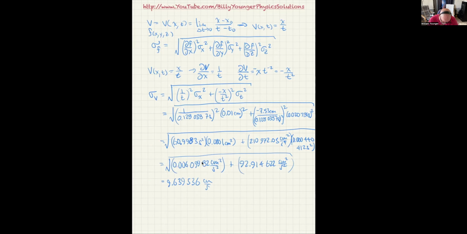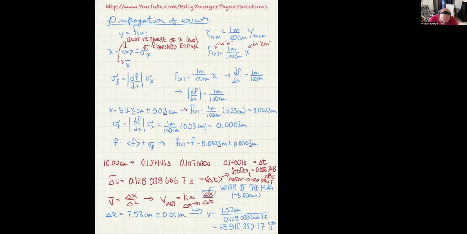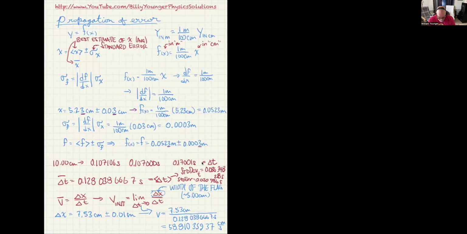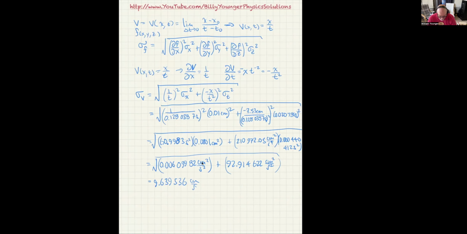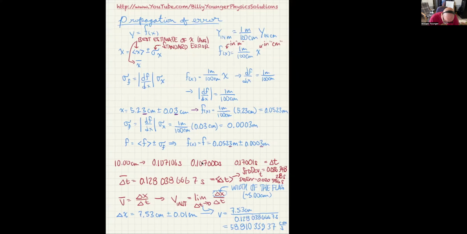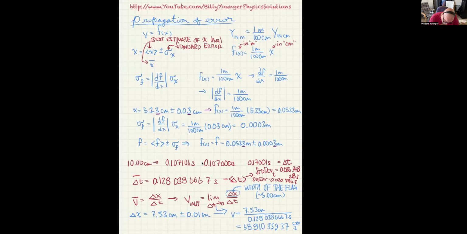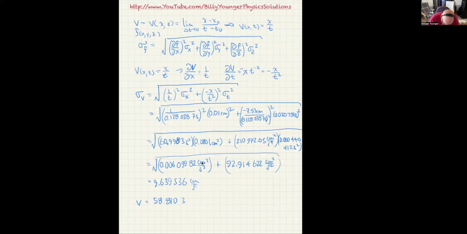Now the velocity did turn out to be 58.81 centimeters per second, and an uncertainty of 9 is kind of big, but what this entails is that we can now say our velocity is supposed to be our best estimate of the velocity, which we found was 58.810359 centimeters per second, plus or minus sigma v.